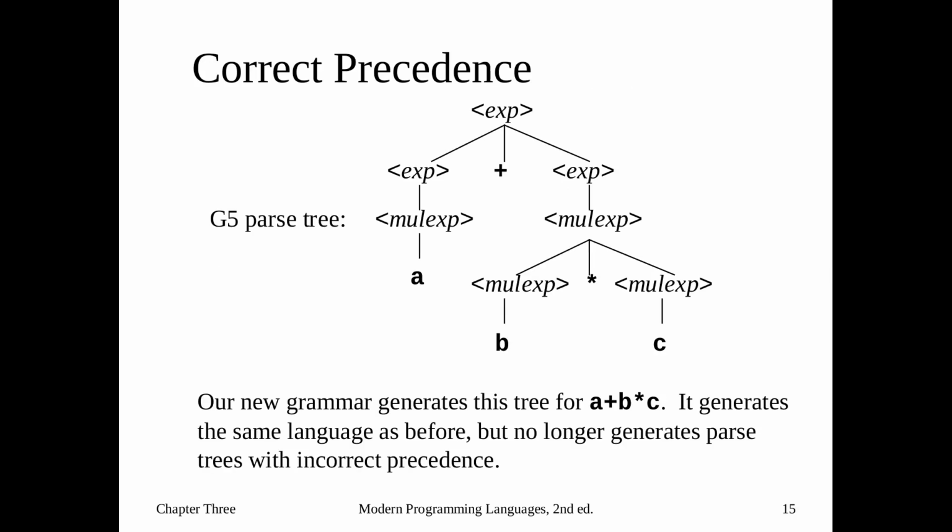So as we can see, once we've done that, what has happened is we've shifted the multiplication down to a lower level than plus for A plus B times C, such that B times C will be evaluated prior to A plus that product. So now it's correct, at least for these two.